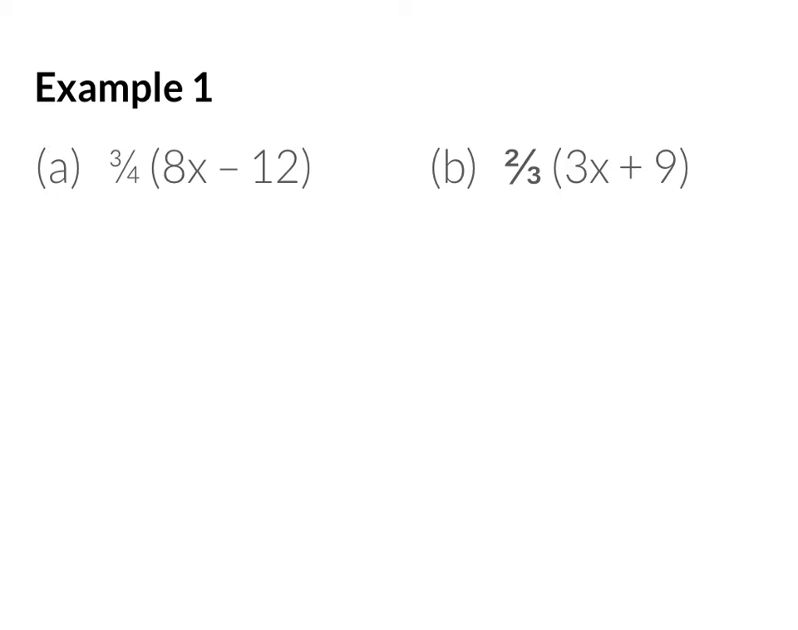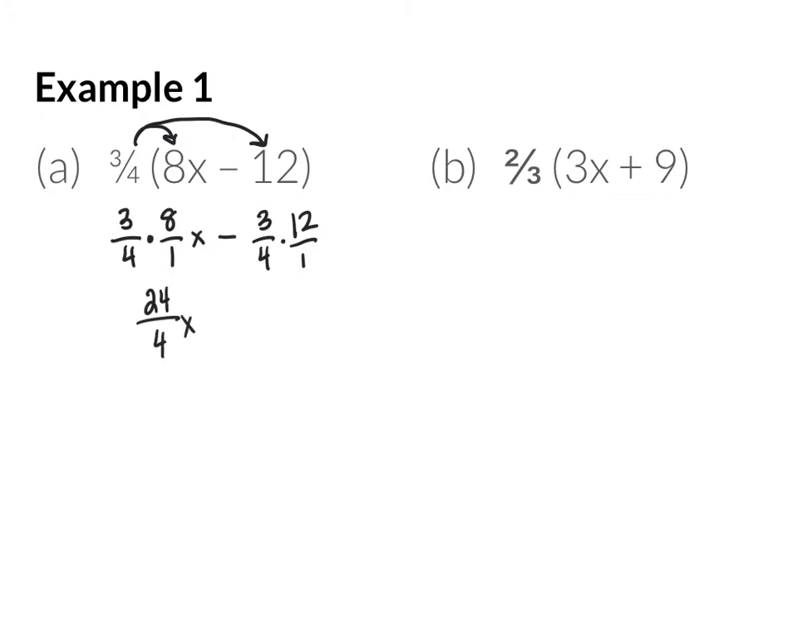Our first example is focusing on that fraction distribution. If I'm trying to find 3/4 of 8x and 3/4 of 12, I multiply 3/4 times 8/1x and then 3/4 times 12/1. 3/4 of 8 is 24/4 of x, subtracted by 3/4 of 12 is 36/4. That gives me 6x minus 9.